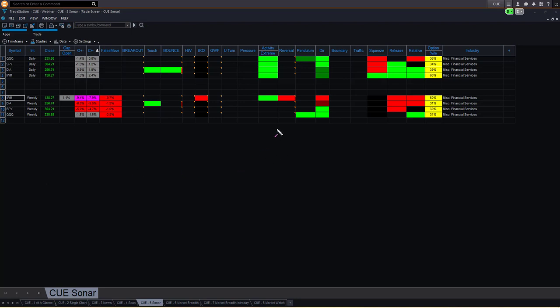Not only that, there are many other kinds of reversals that you can observe from this Q sonar. Using the Q reversal indicator, you can see that IWM has a weekly reversal candle.